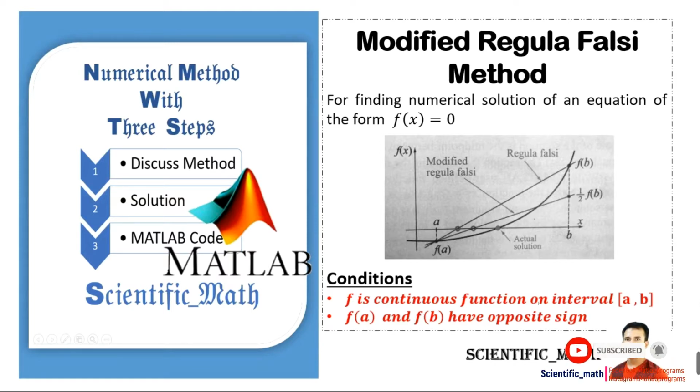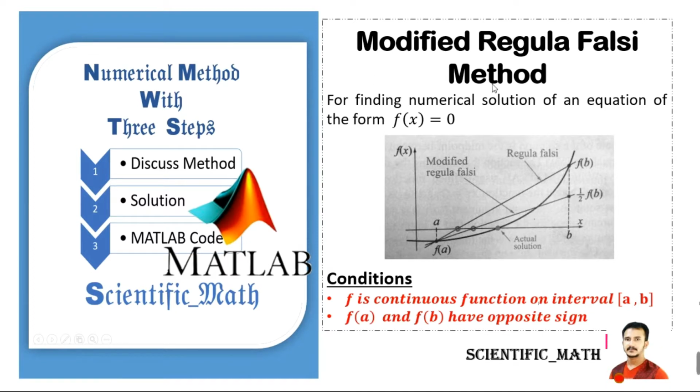In this lecture we discuss the modified Regula Falsi method for finding numerical solution of nonlinear equation. We have already discussed Regula Falsi method, in which we studied working of Regula Falsi method, derivation, algorithm, example and MATLAB code. Similarly, today we discuss modification of Regula Falsi method with the same steps, and we study why we modify Regula Falsi method. What are the reasons behind the modification of Regula Falsi method? We also study when does Regula Falsi method fail, and we study rate of convergence of modified Regula Falsi method. So let's start today's lecture.